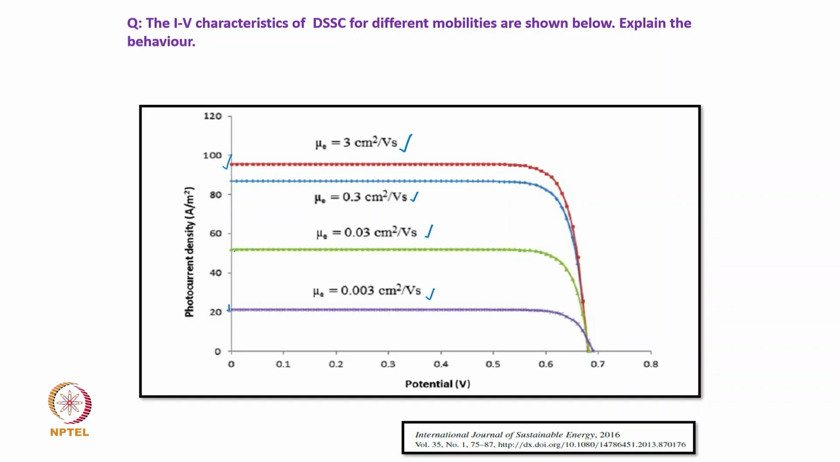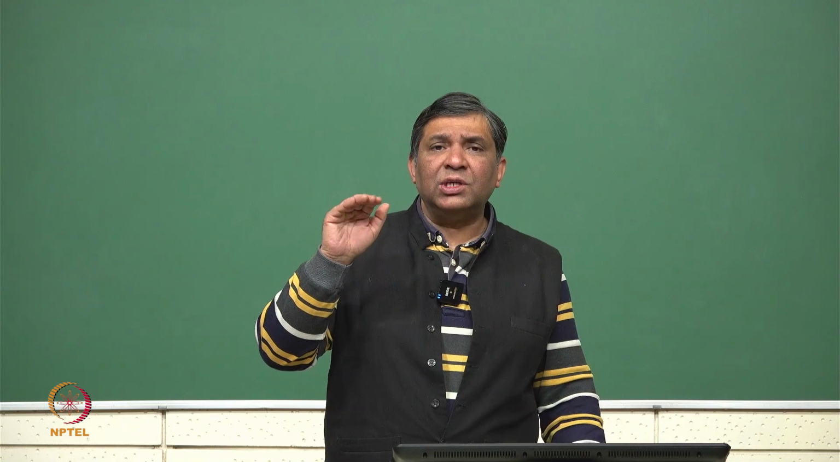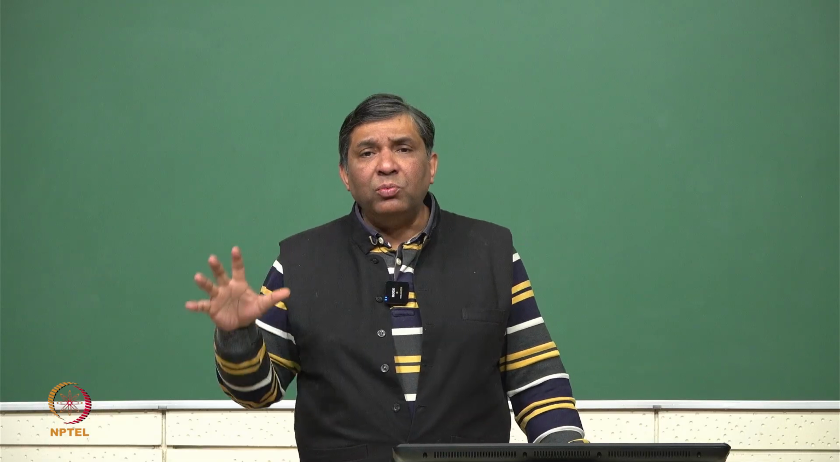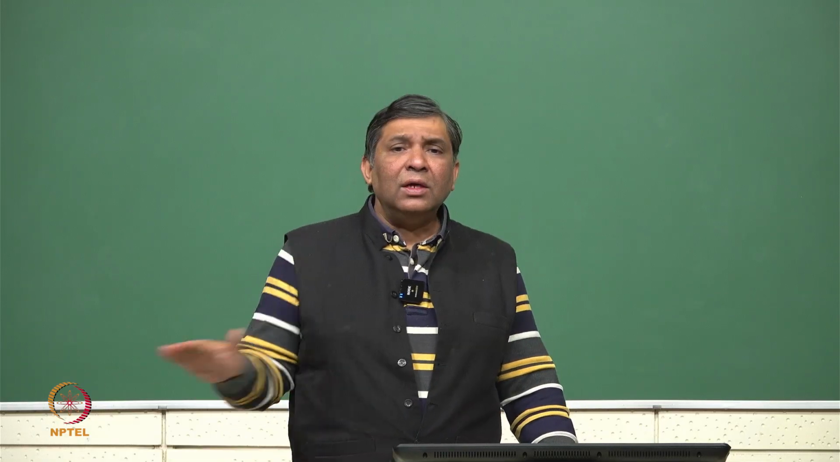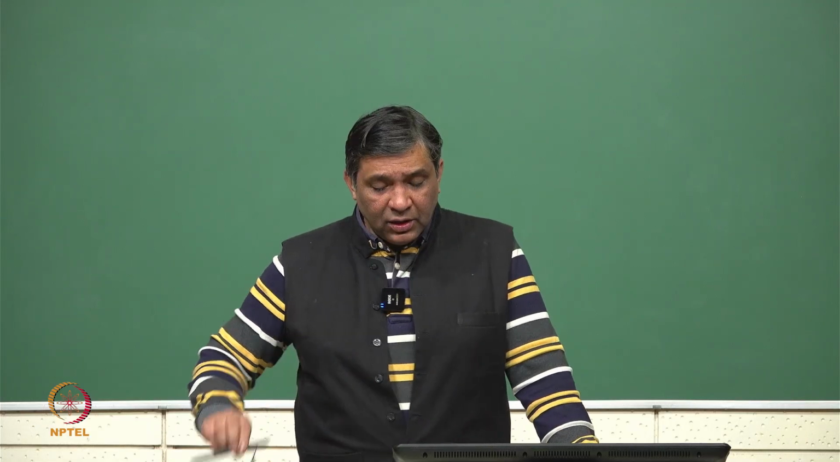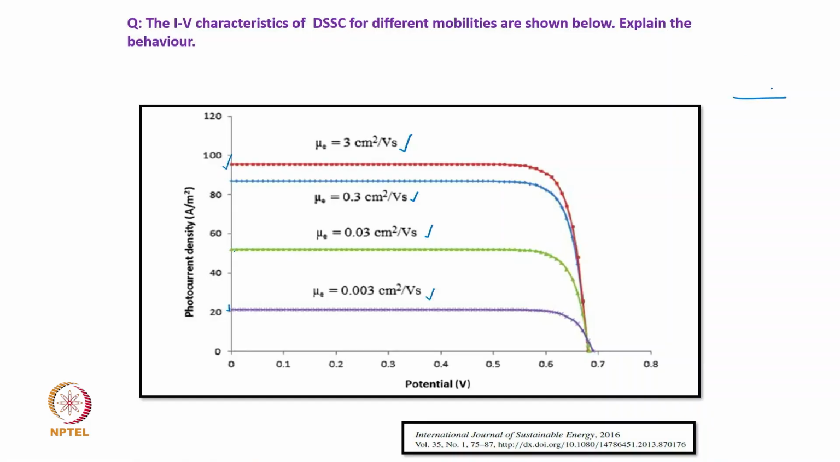Why is it happening when you change the mobility of the electron? Think about the situation where the conduction band of TiO2 is populated, and the electron moves very fast when its mobility is high. This is the TiO2 conduction band, and this is the valence band, and the electron is here, and it is moving fast in the circuit. Then the recombination probability will be less.